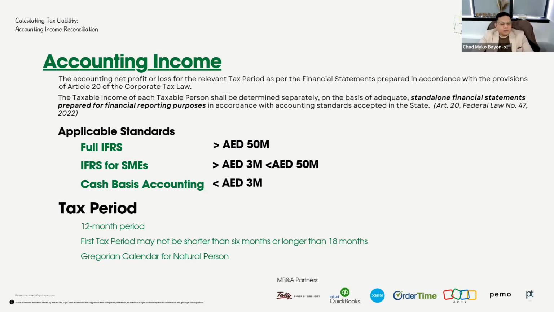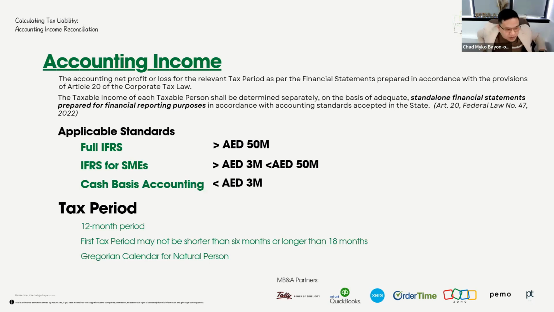Okay? And then for the natural person, if ever your license is an establishment or a civil liability civil company, then it is considered as a natural person, and you will be following the Gregorian calendar. So Gregorian calendar is actually from January to December. Again, when we say Gregorian calendar, that is automatically considered from January to December.